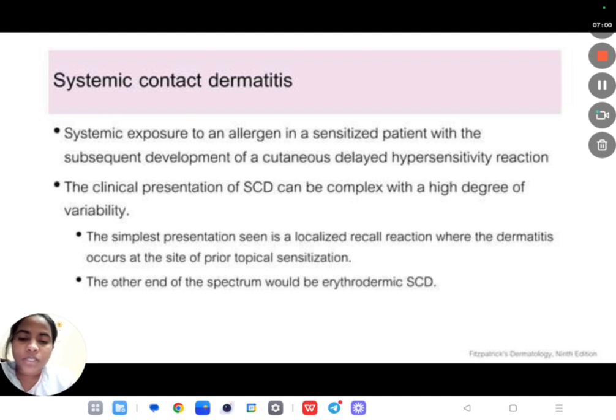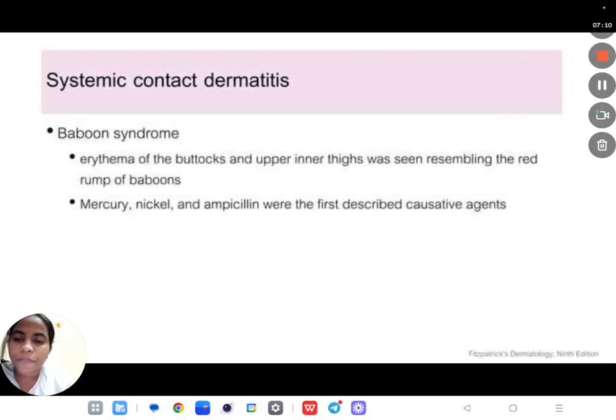The simple presentation is seen in a localized recall reaction, where the dermatitis occurs at the site of prior topical sensitization. The other end of the spectrum would be widespread systemic disease. Baboon syndrome is erythema of the buttocks and upper inner thighs, resembling the red rump of baboons. Mercury, nickel, and ampicillin are the first causative agents.